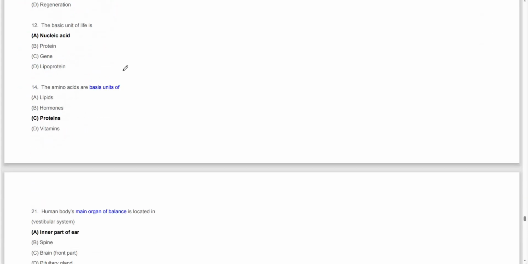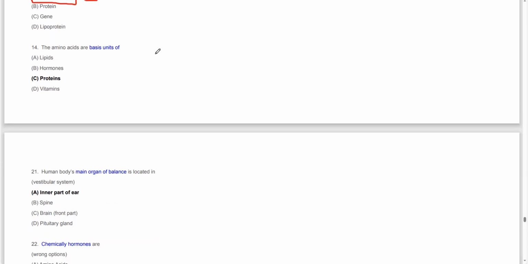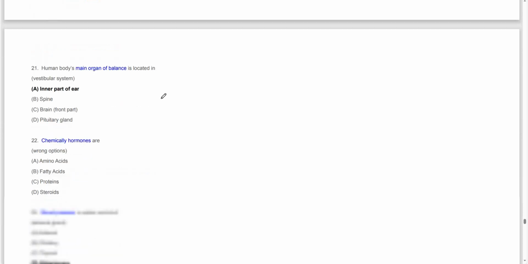The basic unit of life is nucleic acid. Nucleic acid is the basic unit of life. Amino acids are the basic unit of proteins. Moving on to the next question.